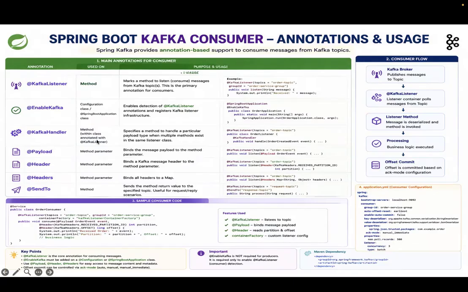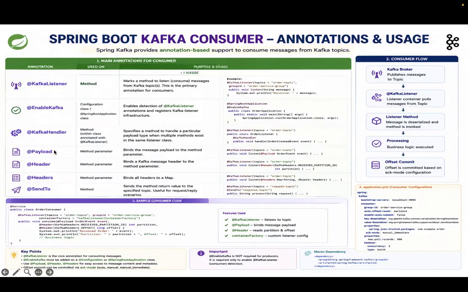@KafkaHandler is a method within the class annotated with @KafkaListener. It specifies a method to handle a particular payload type. So inside the @KafkaListener class, for each method, what are the events that we are going to handle? We can say @KafkaHandler. For example, in the same class, I may have the order created event, order updated event, order deleted event, order processed event. For each, I can denote @KafkaHandler and have a different method to handle the event. That is the reason @KafkaHandler is used at the method level.